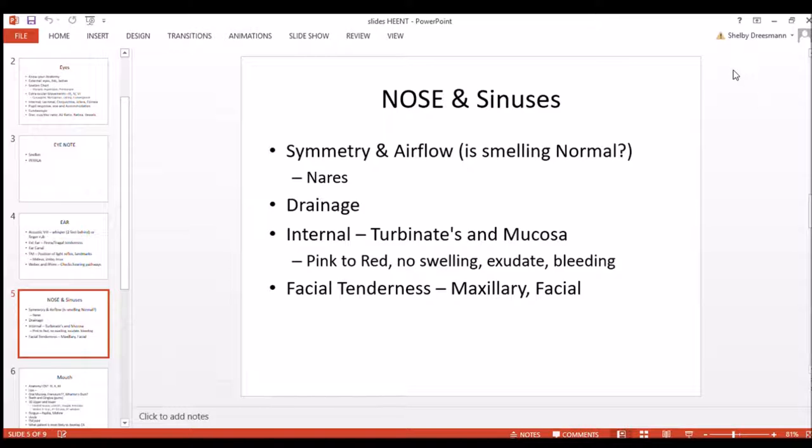Mouth: check symmetry. Again, lips should be pink. There should not be blue, because that would be cyanosis. Cracks and erythema could be vitamin D deficiency. Edema could be an allergic reaction. Malocclusion is misalignment of the teeth. Protrusion of the lower jaw is prognathism.